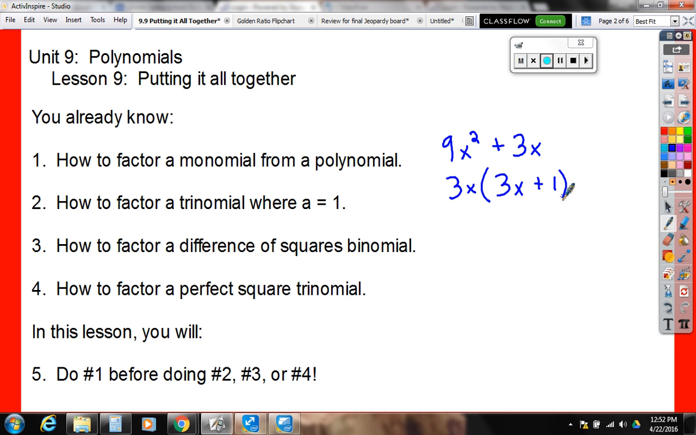So in this lesson we're going to do what Stephanie figured out. We're going to factor a monomial out first. It may just be a constant, it may just be a variable, it may be both. We're going to factor that out, write what's left, and then factor what's left, because we might end up with a trinomial, a difference of squares binomial, or a perfect square trinomial.